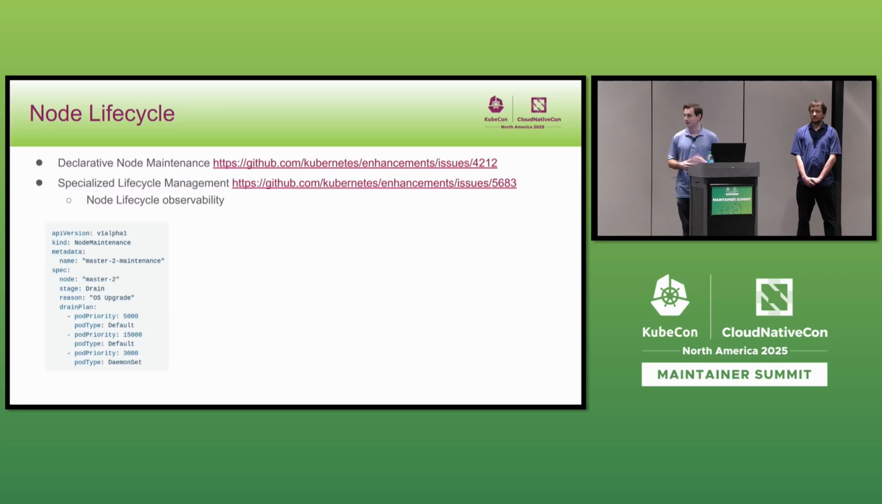The second one is a fairly new concept, a newly proposed KEP called Specialized Lifecycle Management. The idea is node lifecycle observability. Like I was saying earlier, how do you know if a node's drained? How do you know if it needs to be rebooted? Are there other changes we can make on the node to provide some sort of canonical reference, so that we can describe these things and have a user provide their input, through a driver or whatever, to tell us what the node state is?